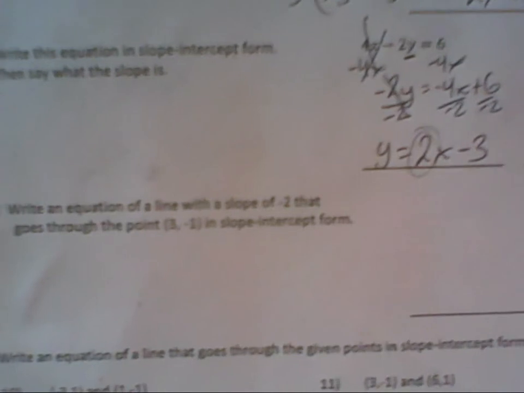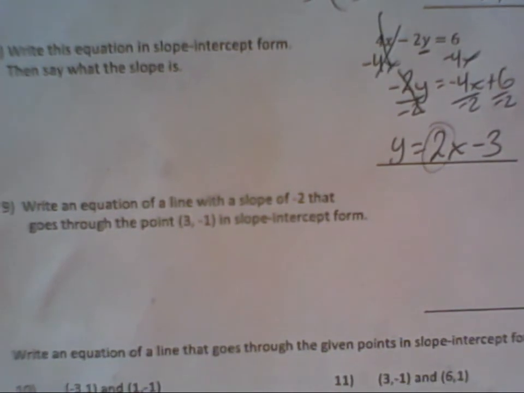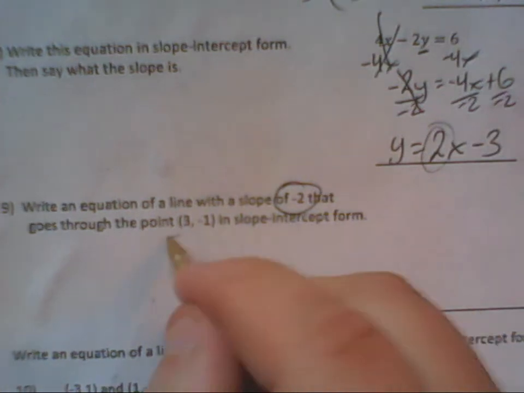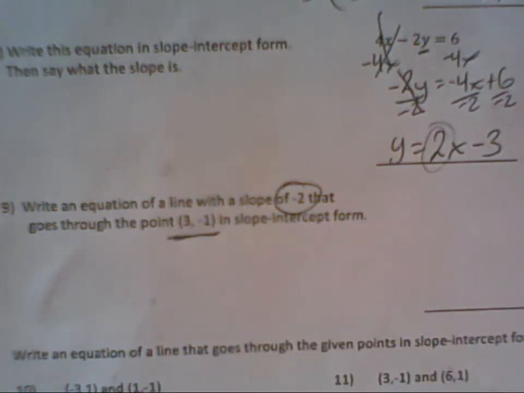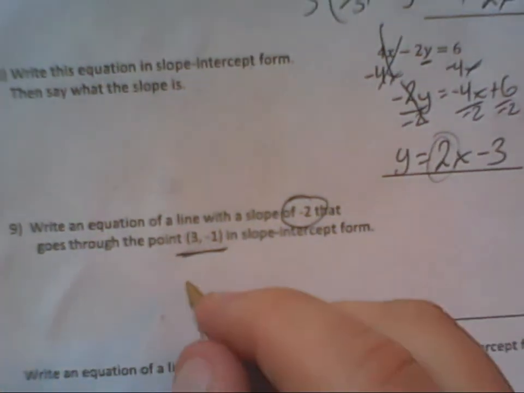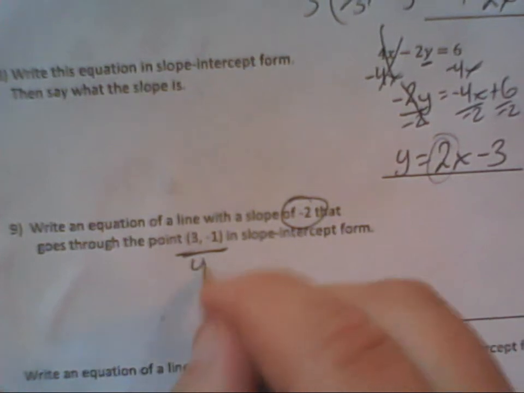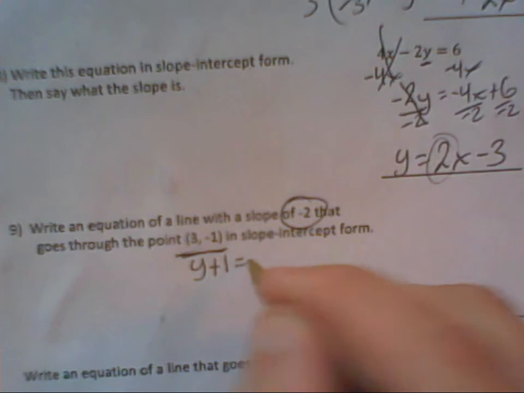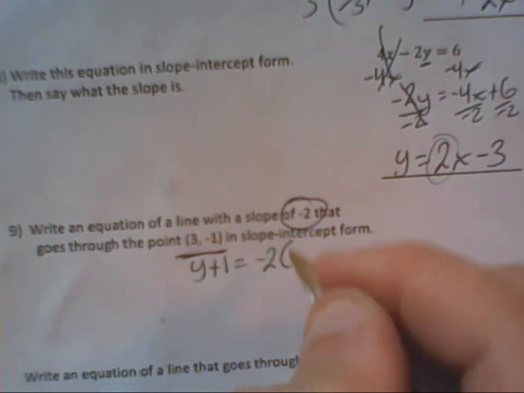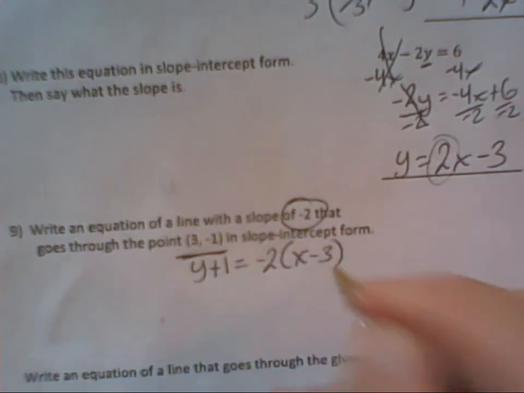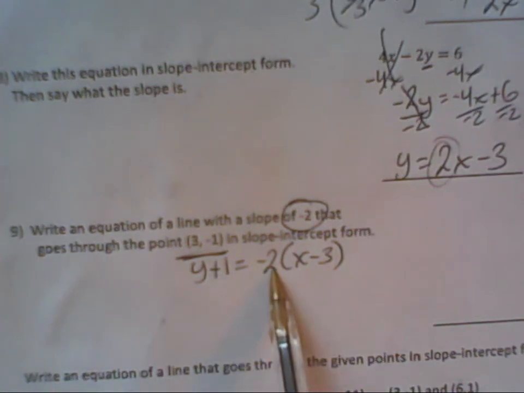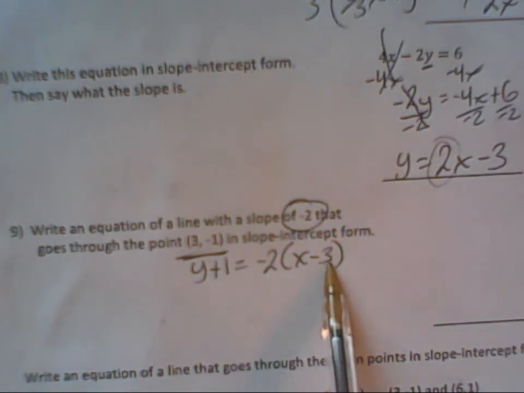Moving down to number 9. It says write an equation of a line with a slope of negative 2 that goes through the point 3, negative 1. So we're going to start off using point-slope form, which is y minus y1. In this case, it's going to be y plus 1 equals the slope, which is negative 2, times x minus 3. That's y minus y1 equals the slope, which is negative 2, times x minus x1.